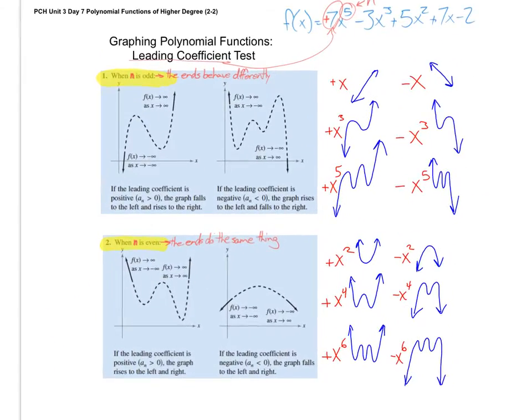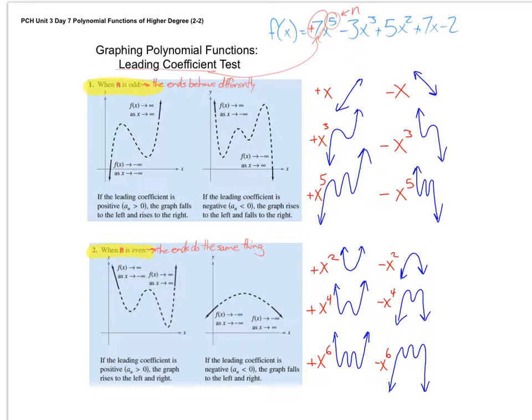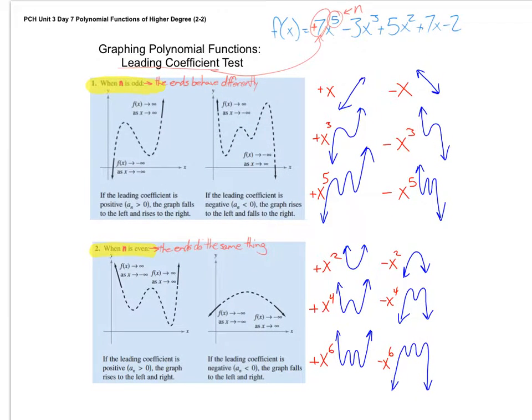So there's a lot going on this page here, but let's sum this whole thing up. Odd degree, the ends do the opposite thing. Even degree, the ends do the same thing. The sign of the coefficient tells us what the right side will do.